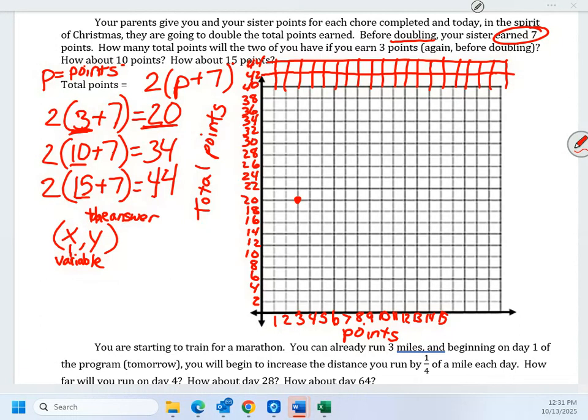So what's my variable for my second expression, Bo? 10. What do we get out of it? 34. So my coordinates for that second expression are 10, 34. So I need to graph that. 10, and then go up to the 34. And our last one, what are my coordinates? Laura? 15 and 44.